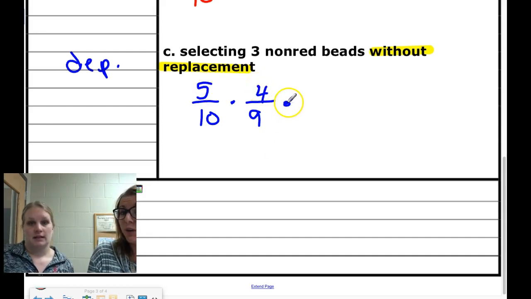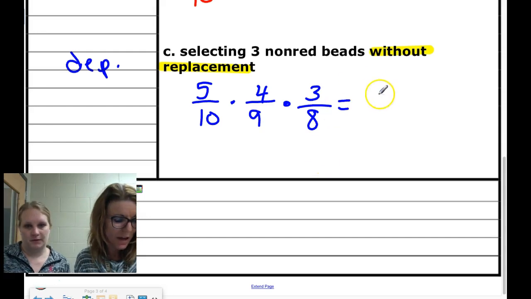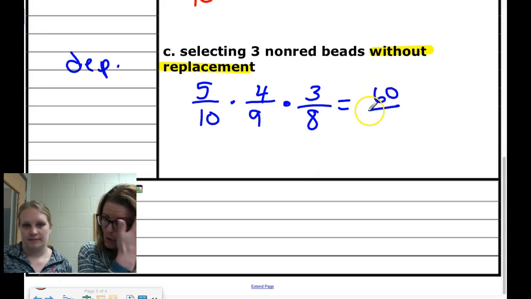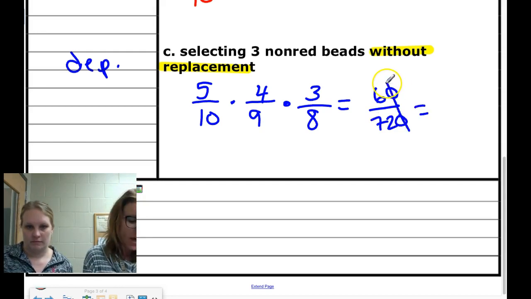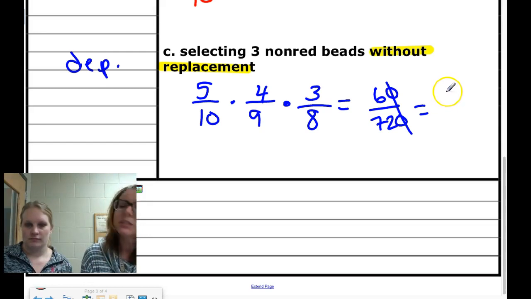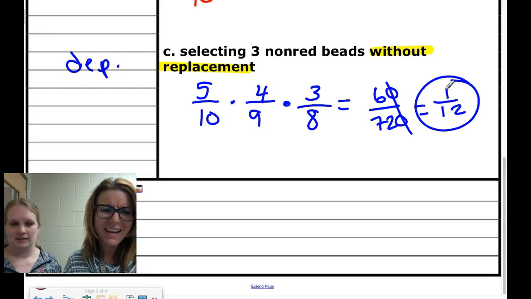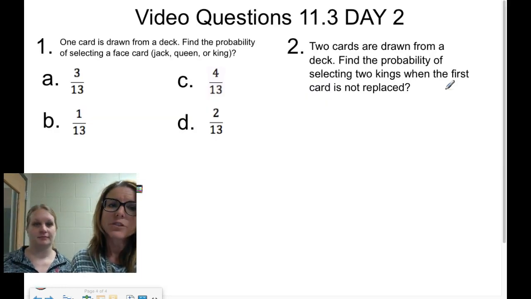And then we're doing a third one. We're not replacing it, so we're down to 8. Times 3 over 8. Exactly. And if you multiply all those together, you're going to get 60 over 720, which initially reduces to 6 over 72, like Miss Boyd did, and again reduces to 1 over 12. Nice. That's it. Oh, this is an easy lesson. Yeah. Good. Next page. Good questions.